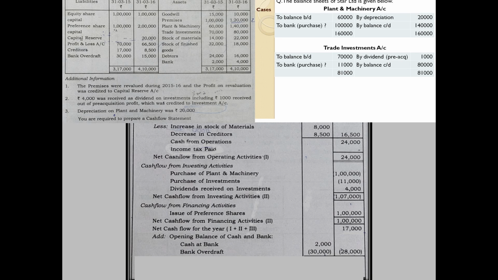Bank overdraft 15,000. So the net effect will be minus 11,000. Okay. So the closing cash balance is minus 11,000. Here you have the total cash flow during the year as 17,000. From that you need to adjust this minus 28,000. So you will get an amount of 11,000, which is equal to adjusting the bank overdraft as well as the closing balance of that.